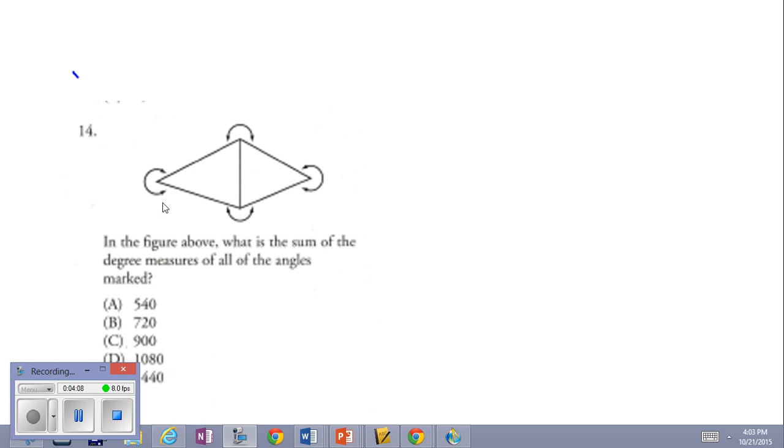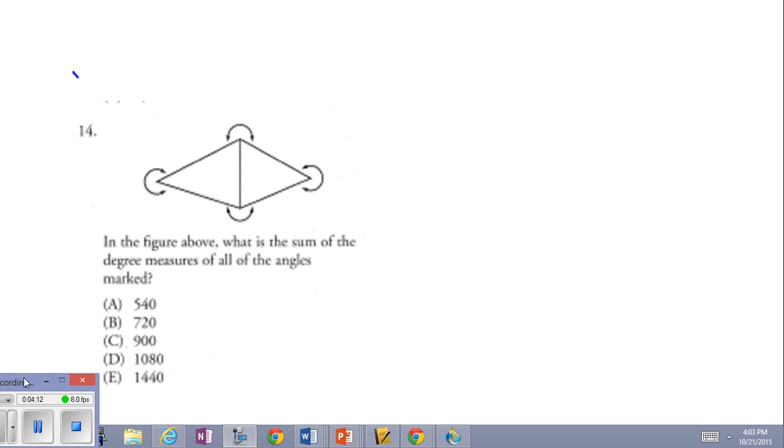And one last problem I want to look at is number 14. Number 14 is saying, look at the figure up here. This figure, of course, is composed of two triangles. We want to find the measure of these outside angles. The measure of those outside angles is, first off, easier to see if we just completed this circle here, up here, and up here.